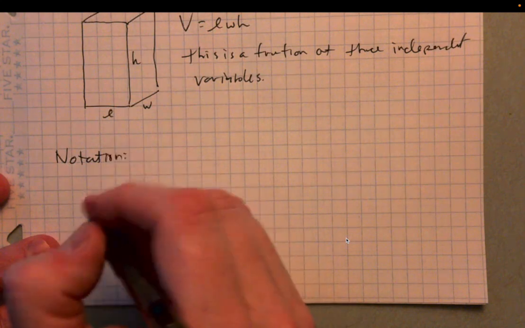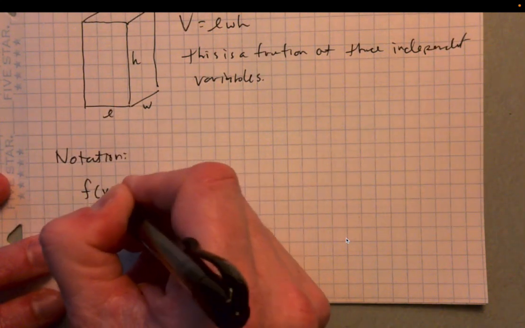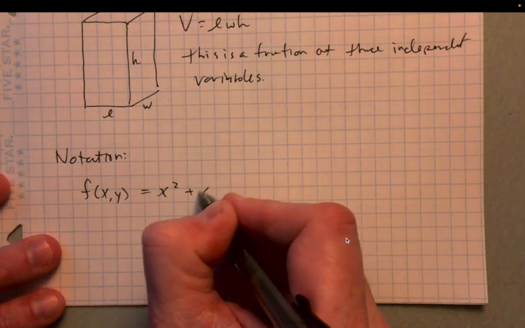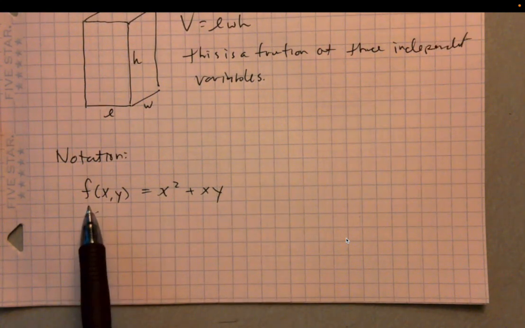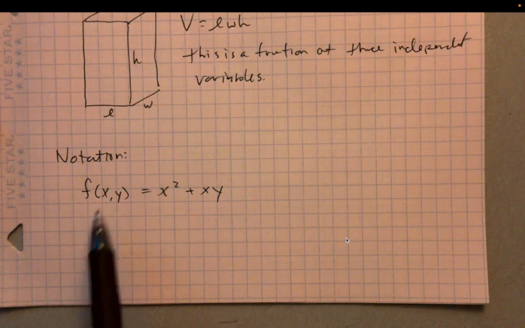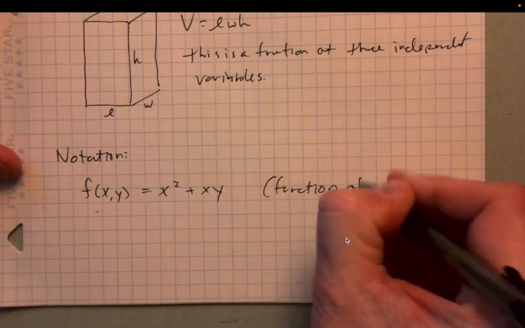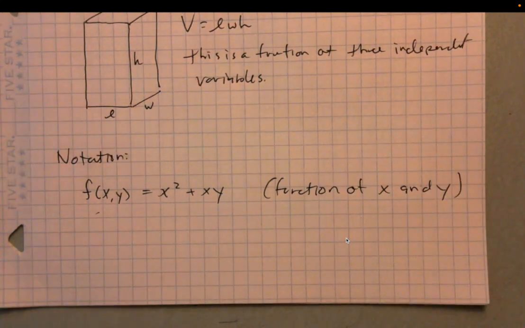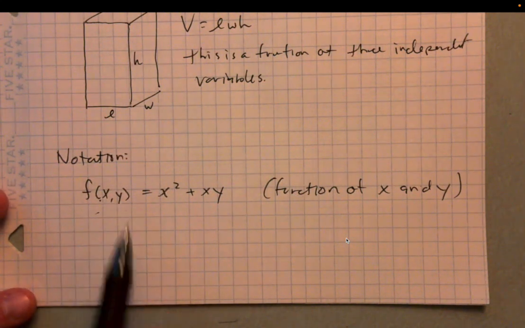If you have something like f of x, y equals x squared plus x times y, this would be an example of a function of both x and y, so two variables. This is generally speaking how these things are going to be notated. So instead of just f of x, you would say f of x, y.